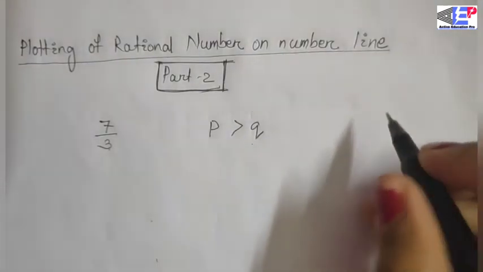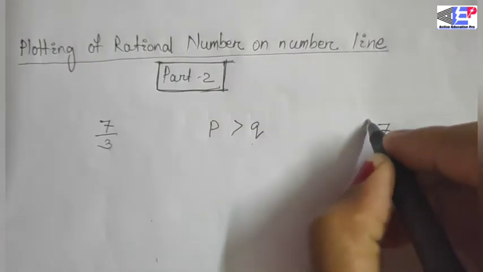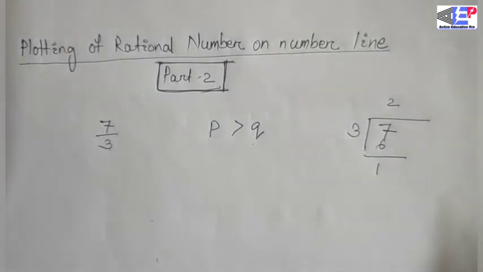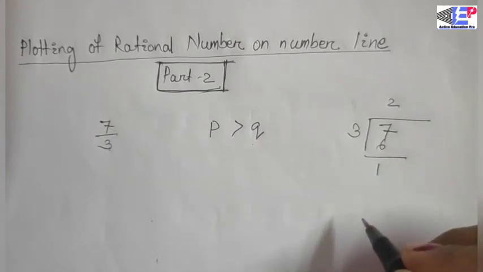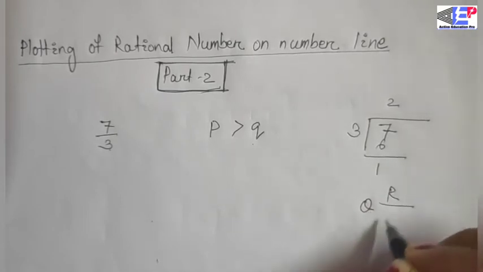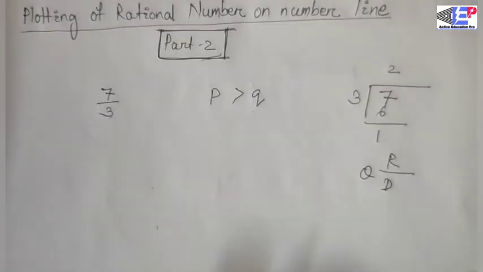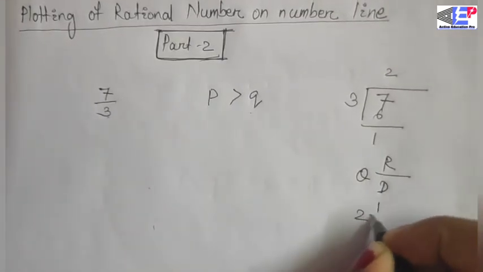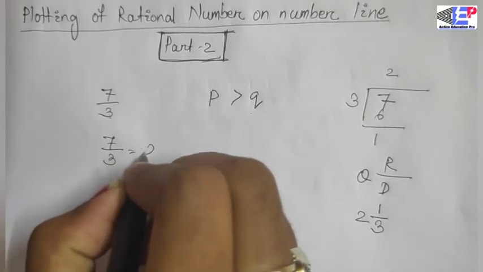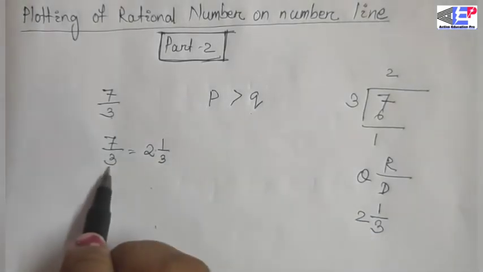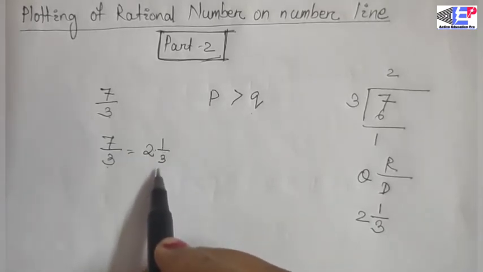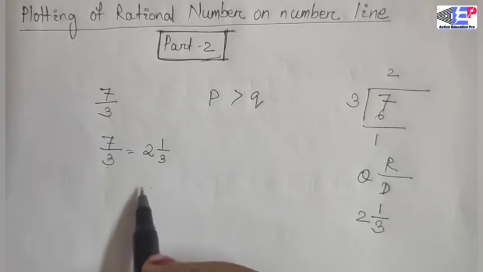If you want to make it a mixed fraction, first divide the numerator by the denominator. 3 twos are 6, remainder is 1. The mixed fraction is written as quotient, remainder over divisor. Here the quotient is 2, the remainder is 1 and the divisor is 3. So 7 by 3 is 2 1 by 3. If you make it a mixed fraction, it will be 2 1 by 3. 2 is the whole part and 1 by 3 is the fractional part.